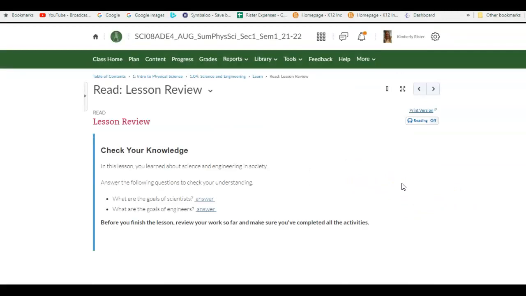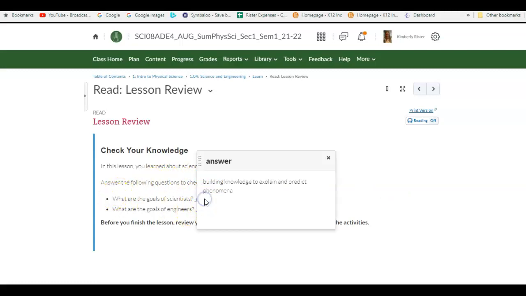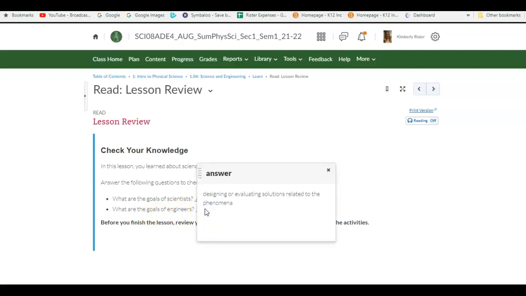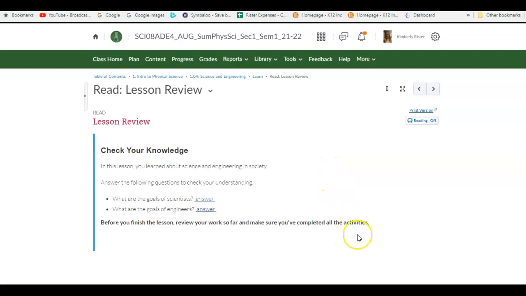As we get into the lesson review, we learned about science and engineering and society, and we've answered the following questions. We've covered this one a couple of times. The goal of scientists is to build knowledge to explain and predict phenomena. And engineers' goal is to design or evaluate solutions related to the phenomena. That gets you all the way through 1.04, Science and Engineering.